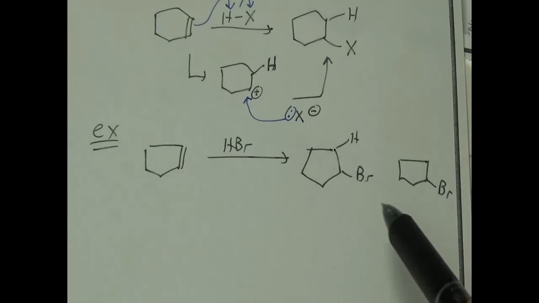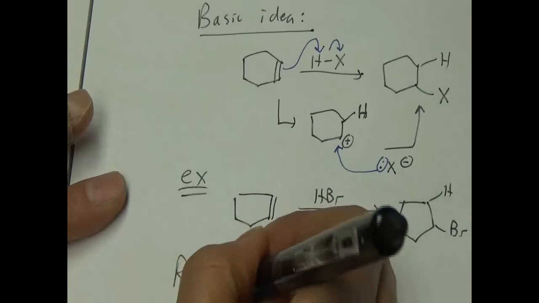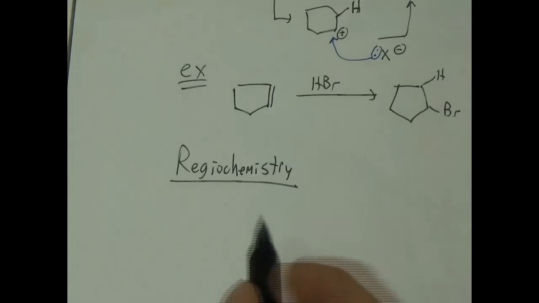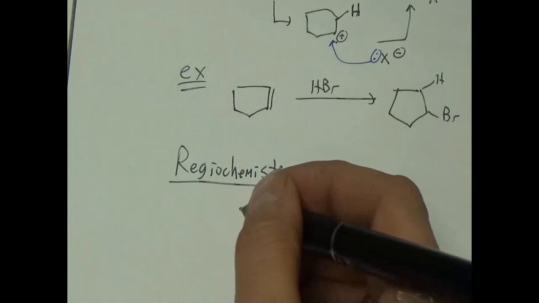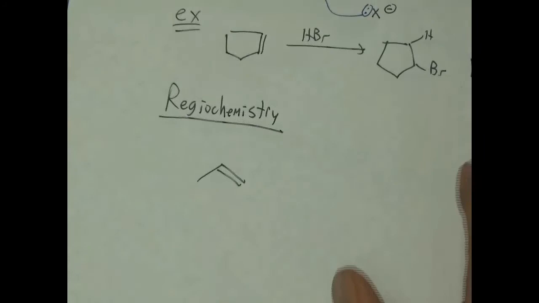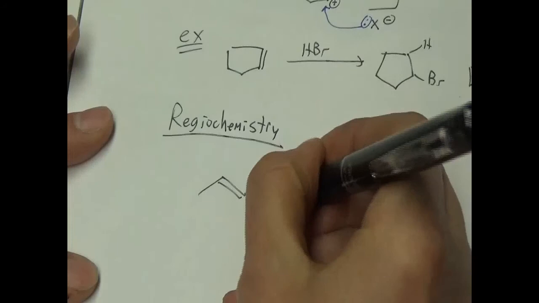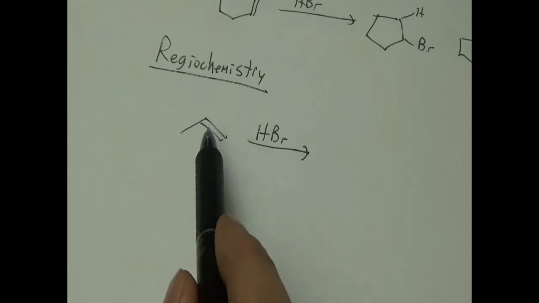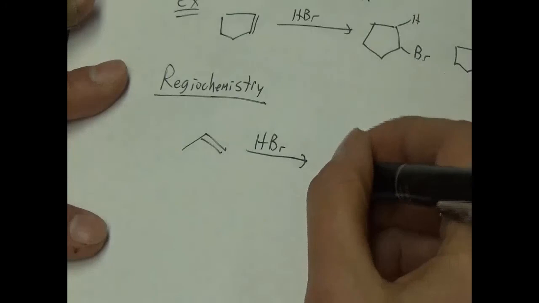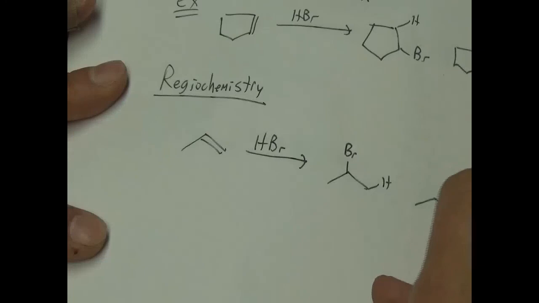All right. So what I'm going to close with is just a real quick mention of regiochemistry. Remember that? Regiochemistry is kind of like which side of the alkene these things might react on. Let's have this simple example to demonstrate regiochemistry. There are two possible products. The Br goes into the middle, or the Br goes onto the end. And so I'll draw those.